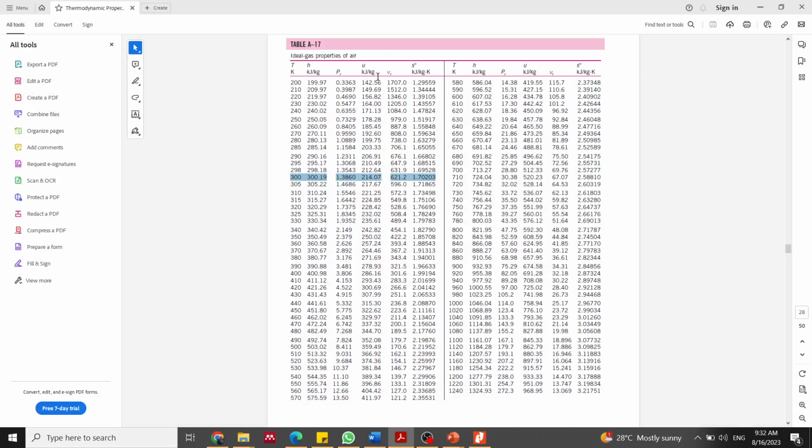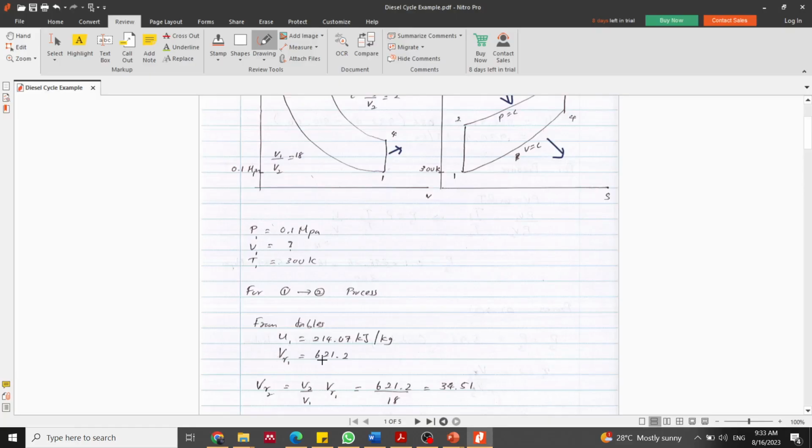Now if you look carefully, vr is dimensionless, there is no unit there. That means it is a relative value. We will talk more about it later on. So vr1 is a relative value, that's why the r is there, and vr1 is 621.2.